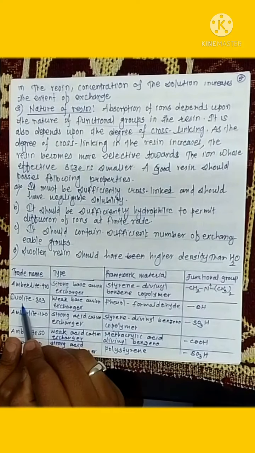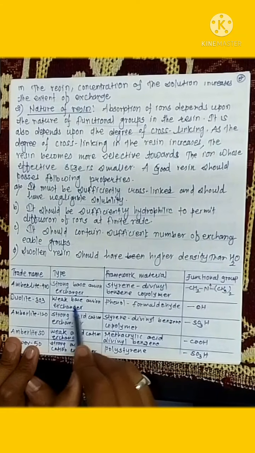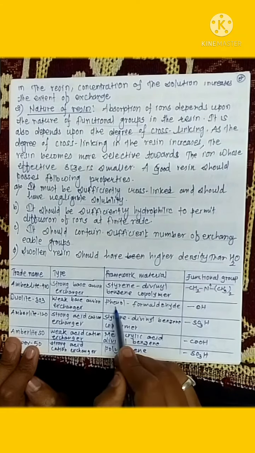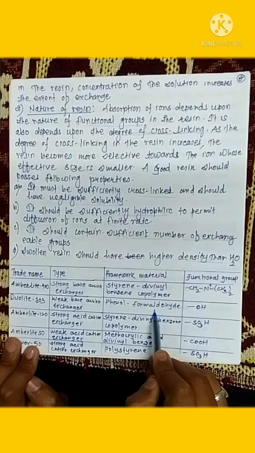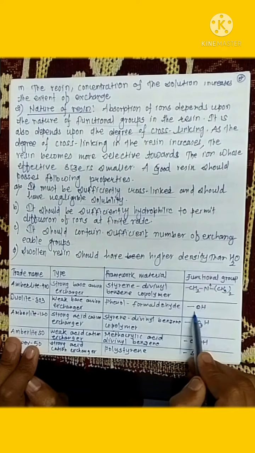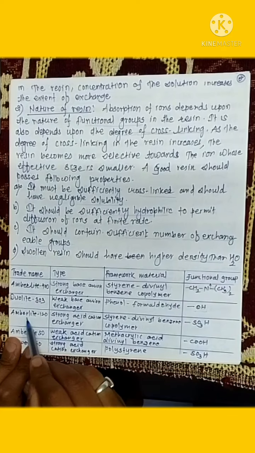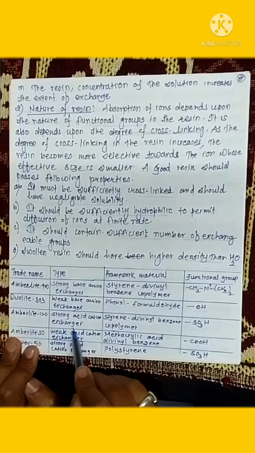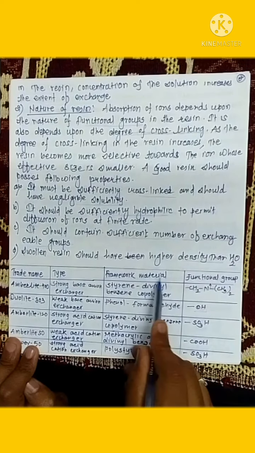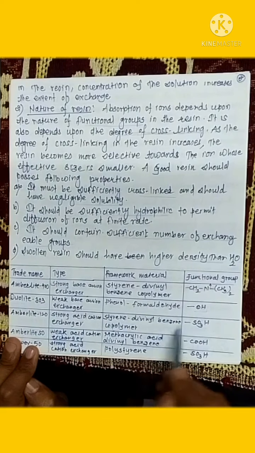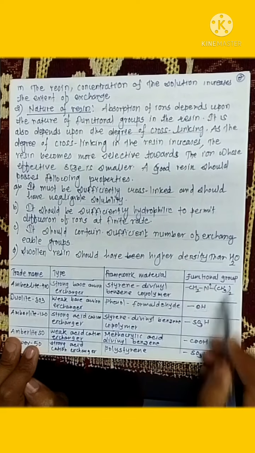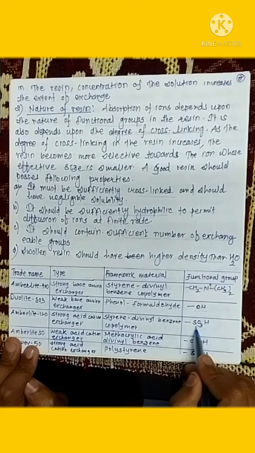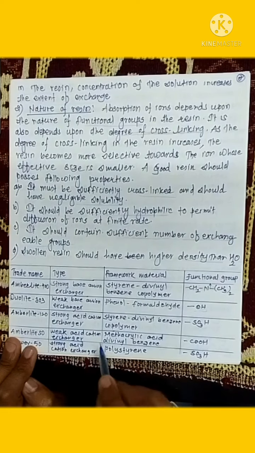Second resin is Duolite 303. It is a weak base anion exchanger resin. Framework material is phenol formaldehyde, and functional group is phenolic OH. Third is Amberlite 120. It is a strong acid cation exchanger resin. Framework material is styrene divinyl benzene copolymer, and functional group is SO3H, that is sulfonic acid group.